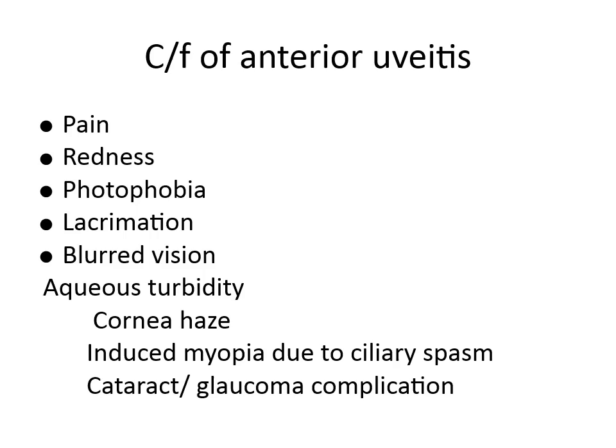Okay, and then you also have blurred vision. Now why is that? One is because of the aqueous turbidity. Okay, then you also have a corneal haze. The cornea becomes slightly edematous. Then you have an induced myopia because of the ciliary spasm, and sometimes because of certain complications like cataract and glaucoma that can also eventually lead to blurring of the vision.